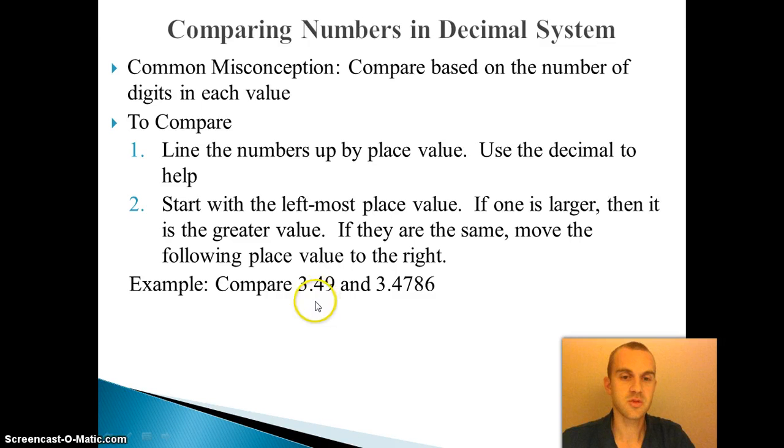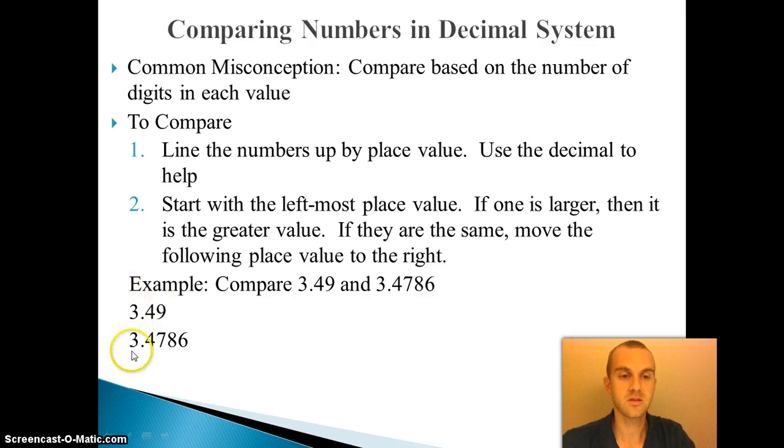So let's look at the numbers 3 and 49/100ths and 3 and 4,786 10,000ths. So some students would see, oh, there's 4 decimals, that's got to be the larger. But let's check that out. So we line them up by the decimal. We're going to go left to right.